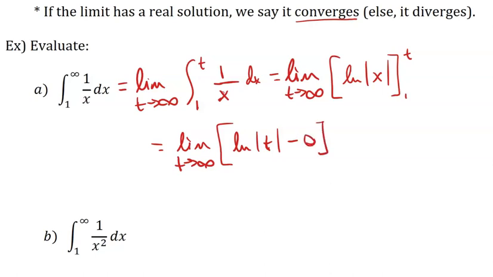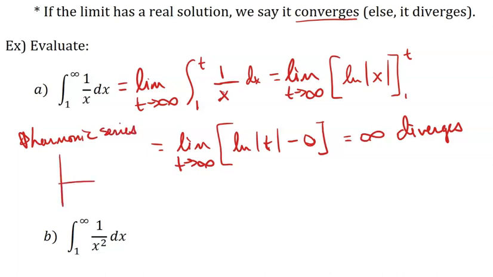And then when I plug infinity in, natural log of infinity does approach infinity, so we would say that this one diverges, okay, because that approaches infinity. Which, if we think about the graph of this one, this one's an interesting one. This is called the harmonic series. This is a term you will need to know for sure later. Okay, this is the harmonic series. 1 over x from 1 to infinity.